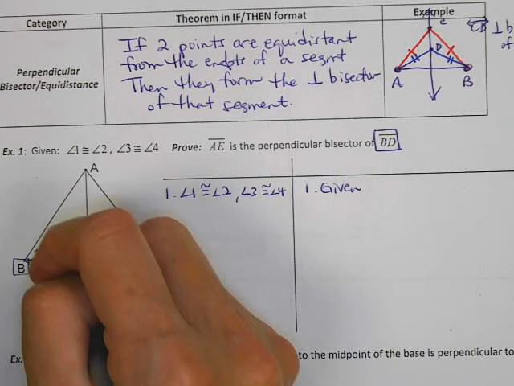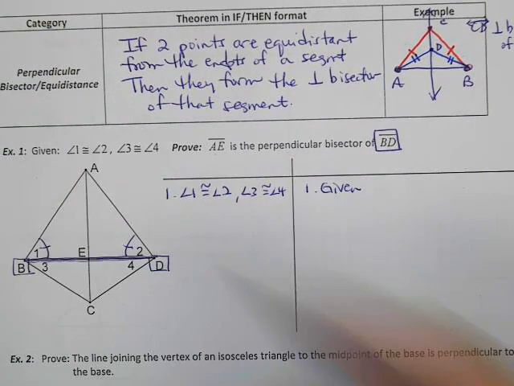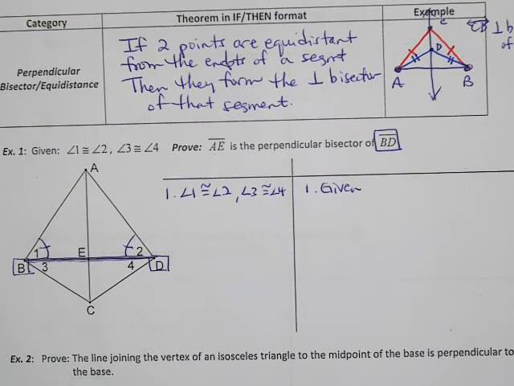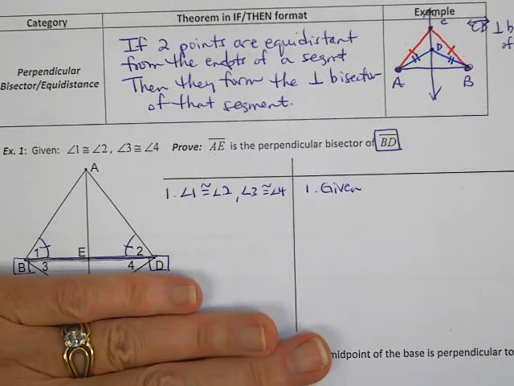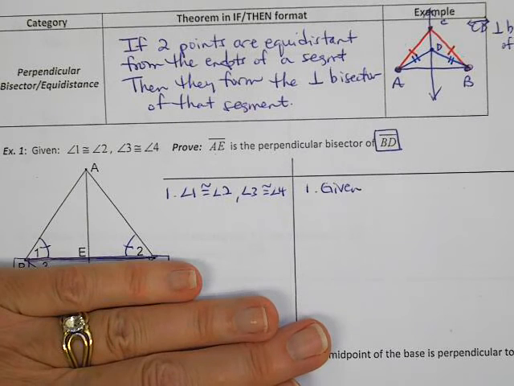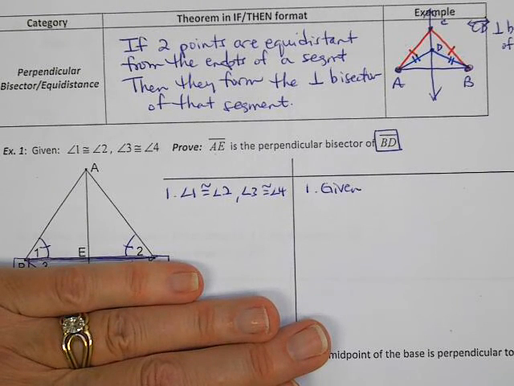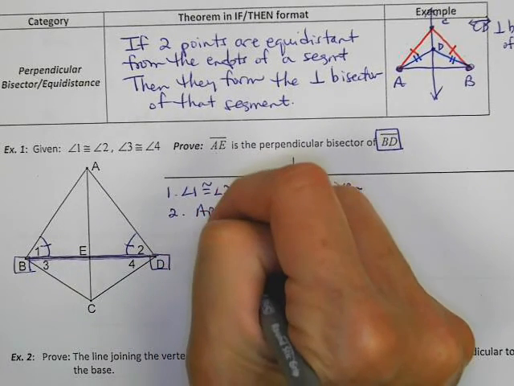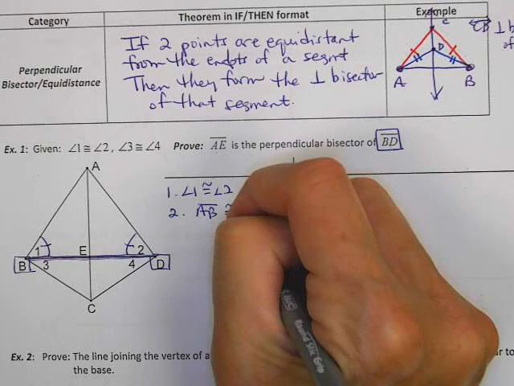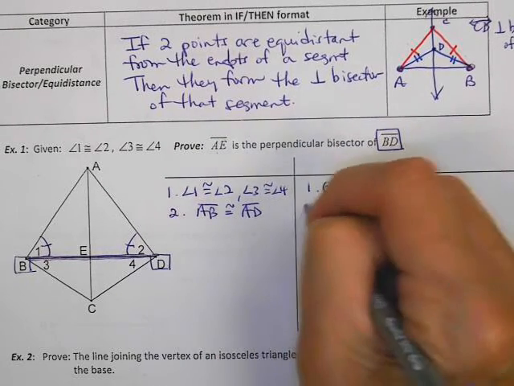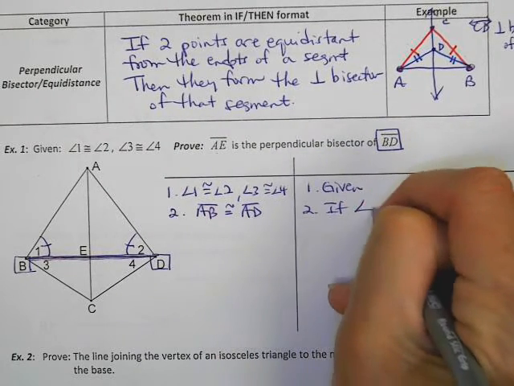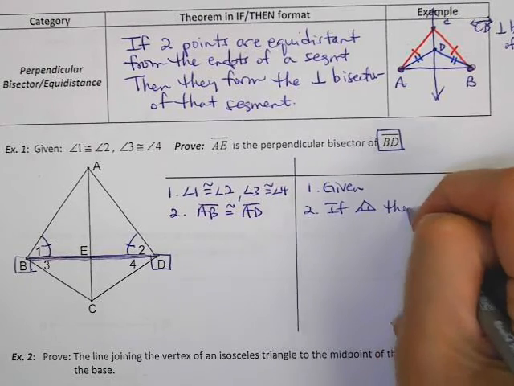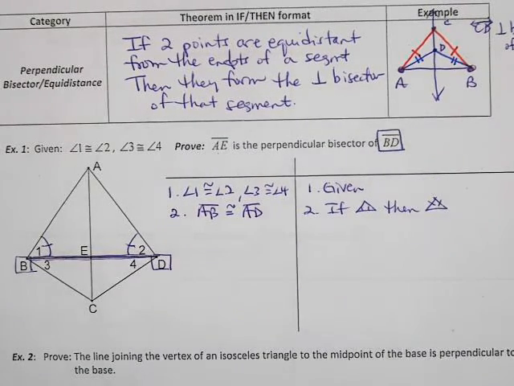Let's mark what we have. Angle 1 and angle 2. I'm going to stop right there for a second. If I cover up the bottom part of this picture, that should look familiar from the last chapter, right? If angles are congruent, then sides are congruent. So I think I can say that AB is congruent to AD by if angles congruent, then sides congruent.